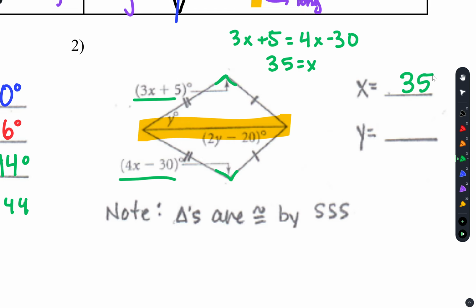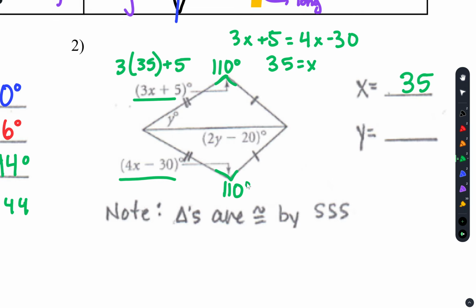How are we going to figure out y? Any ideas? We want to take the angles that we have. Maybe we want to fill some stuff in. We just found x, so I can pretty quickly figure out what these angles are. 3 times 35 plus 5. These angles are each 110. Does that help anybody?